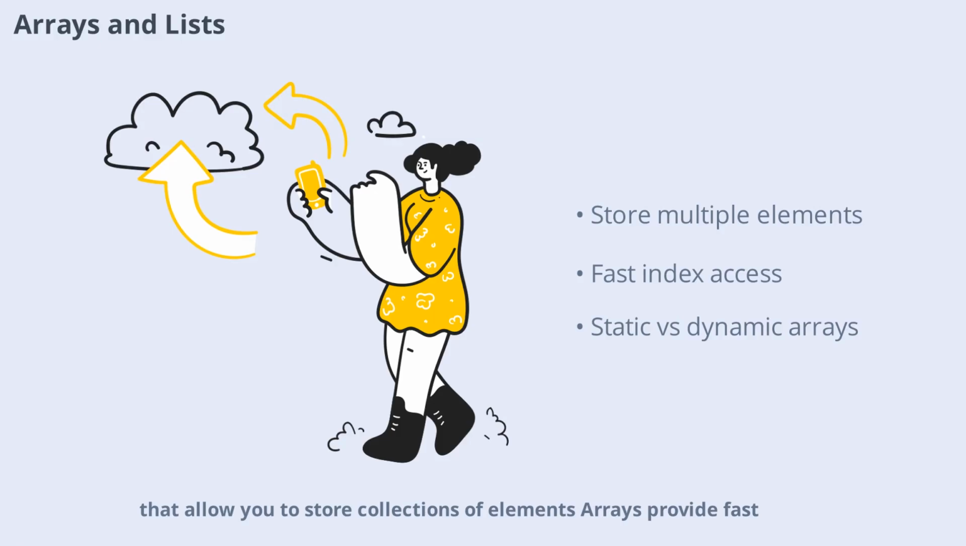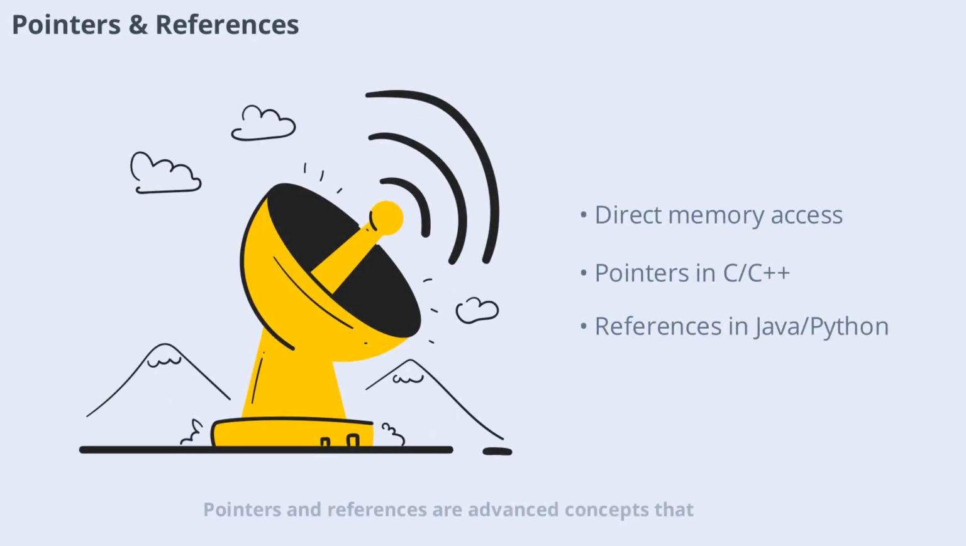Arrays and lists are fundamental data structures that allow you to store collections of elements. Arrays provide fast index-based access to data, while lists offer flexibility in size. Understanding the difference between static and dynamic arrays, as well as how memory is laid out in row major order, is crucial. You'll frequently use arrays and lists for storing and manipulating data in algorithms, making them a cornerstone of DSA.